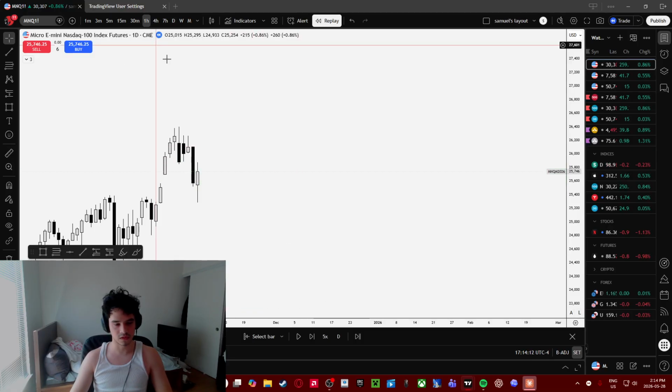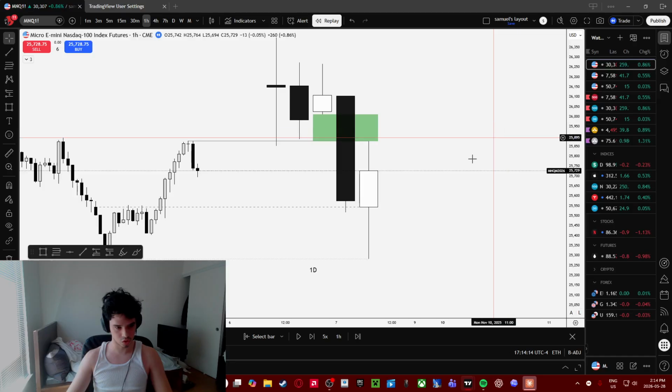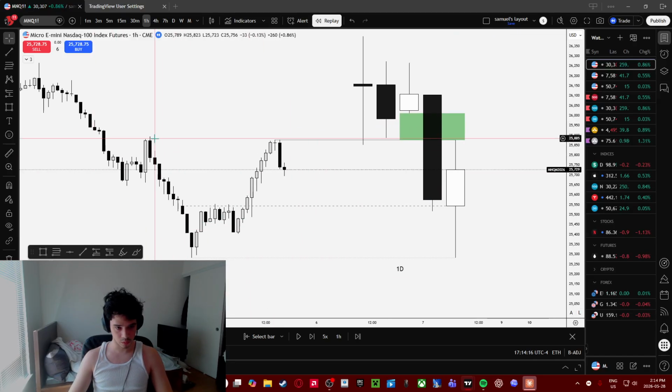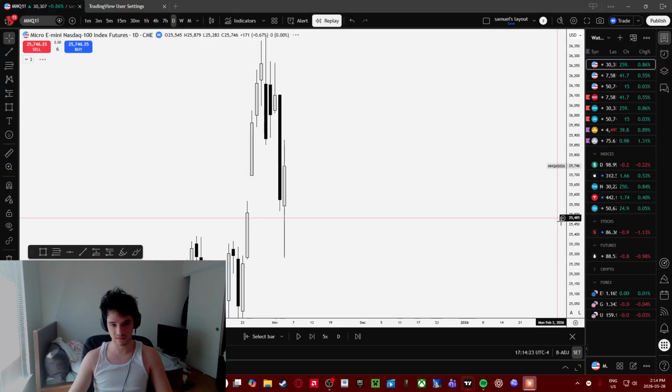So with that, we drop to the structural time frame. We drop to the 1 hour. We confirm the candle 2, which is here. And what do we see? We do not have it. So we give up on that candle.